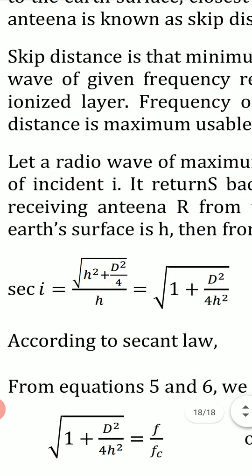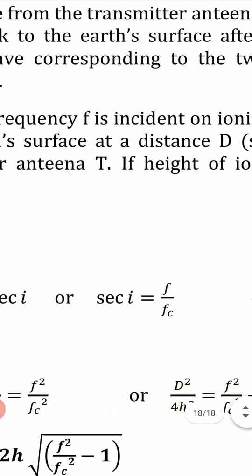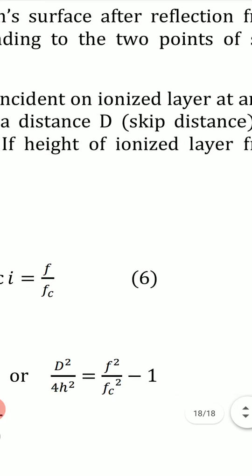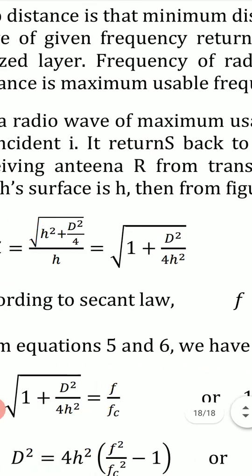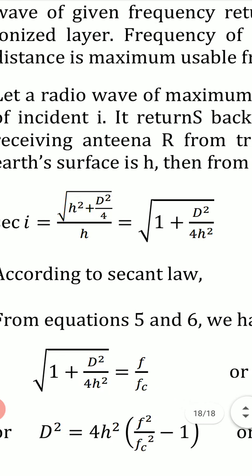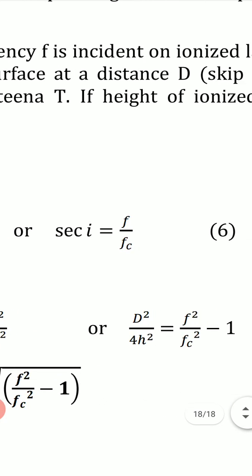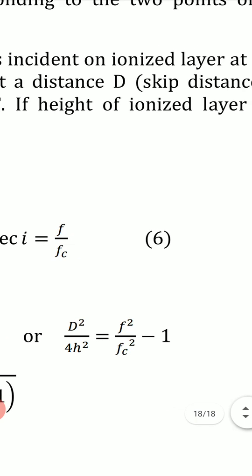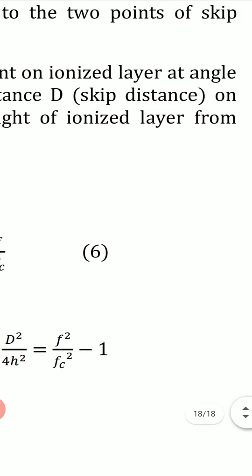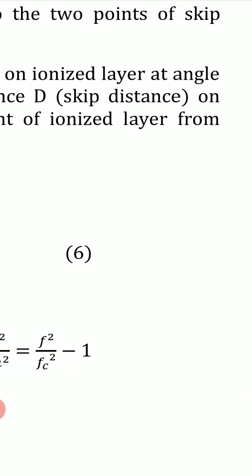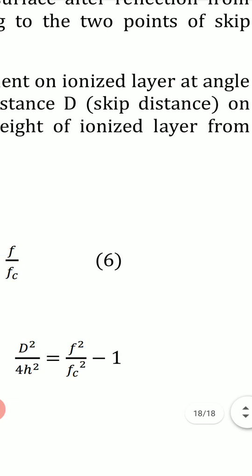Let a radio wave of maximum usable frequency f be incident on the ionized layer at an angle of incidence I. It returns back to Earth's surface at a distance d. Then this distance d is the skip distance. It is the minimum distance from the transmitter antenna.